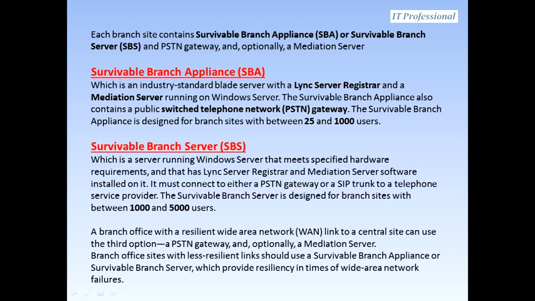A branch office with a resilient wide area network link to a central site can use the third option, a PSTN gateway, and optionally a mediation server. Branch office sites with less resilient links should use a survivable branch appliance or survivable branch server, which provide resiliency in times of wide area network failures.